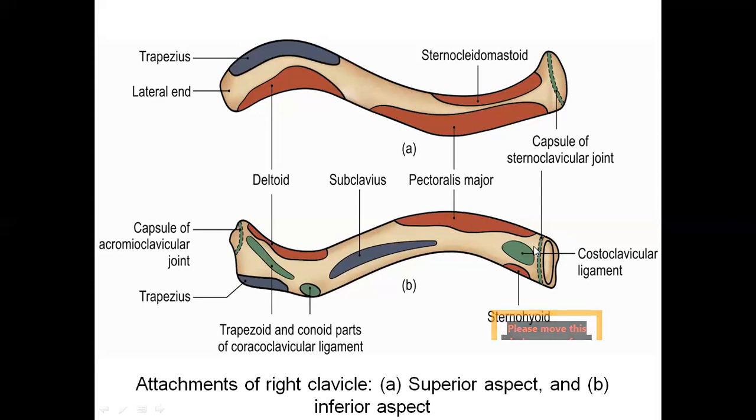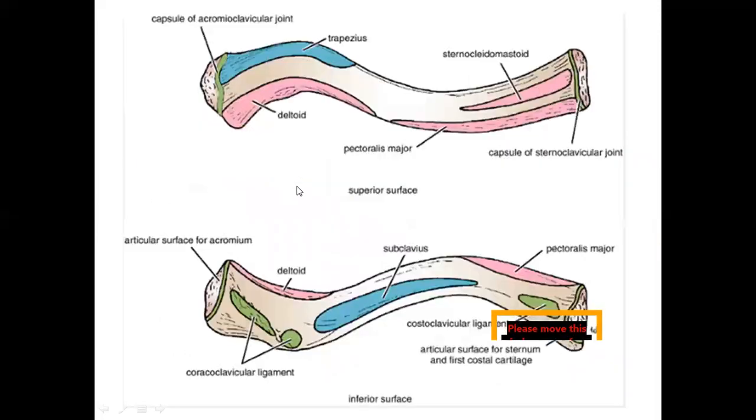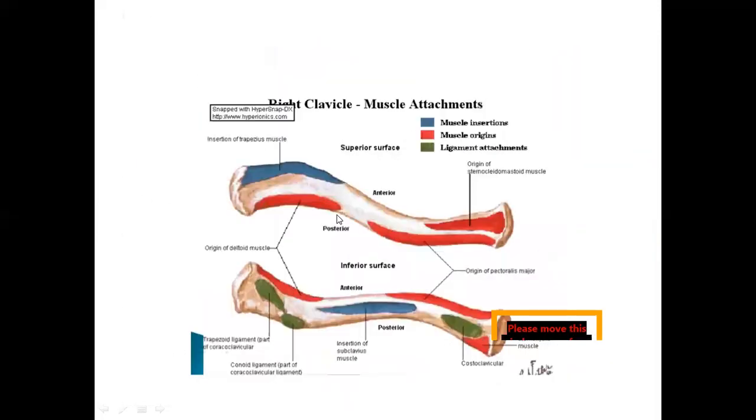You can pause here while you are listening and listen to this recording two or three times so that you get oriented with the terminology, because this is the first bone you are learning. Now you can see these are the different pictures. You have the sternal end, acromial end, and the same thing in different pictures.